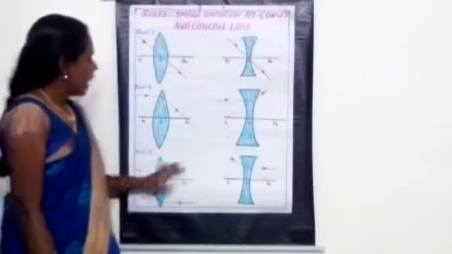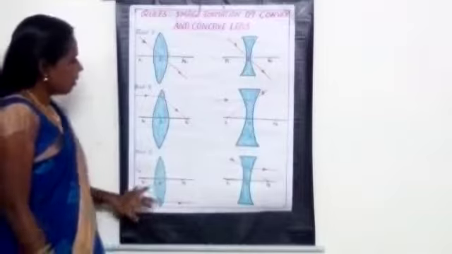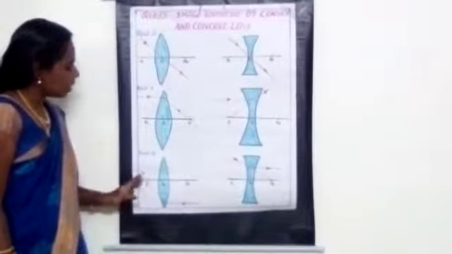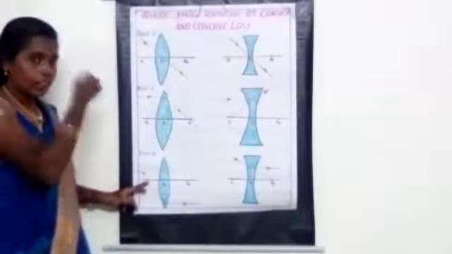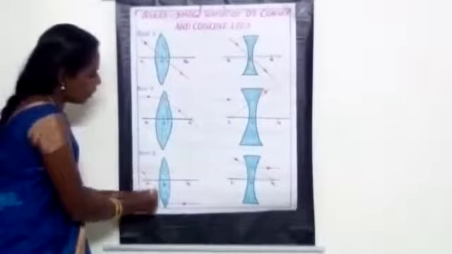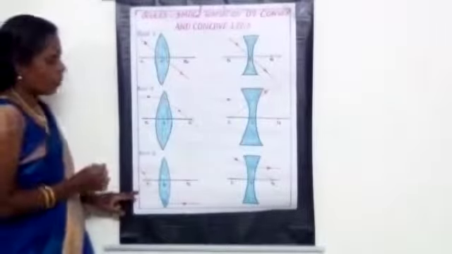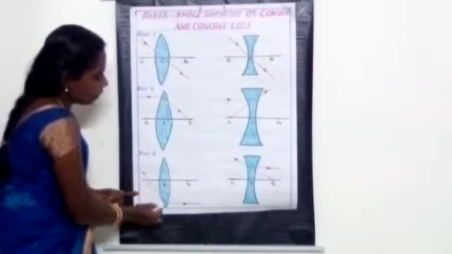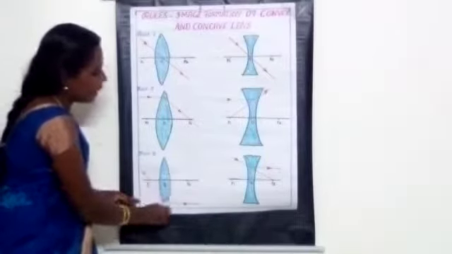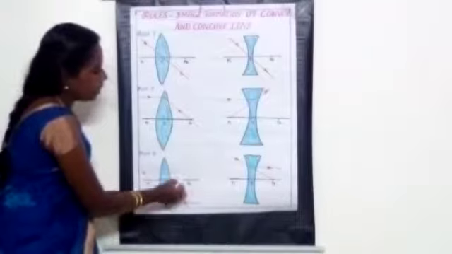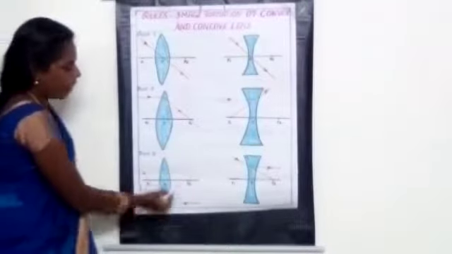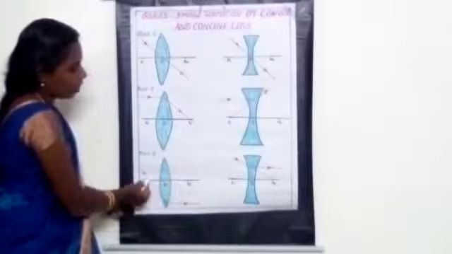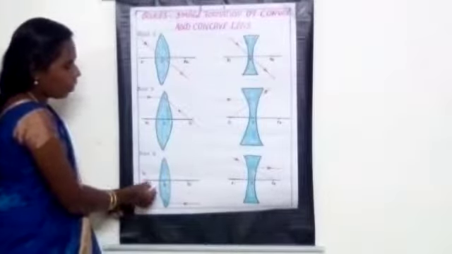And the third rule, see here: when the ray of light is directed towards the principal focus, first it passes through this point. What is that point? The principal focus. When the ray of light first passes through the principal focus, after refraction the rays will be parallel to the principal axis. So this is for what lens?